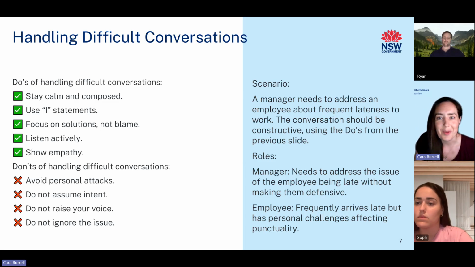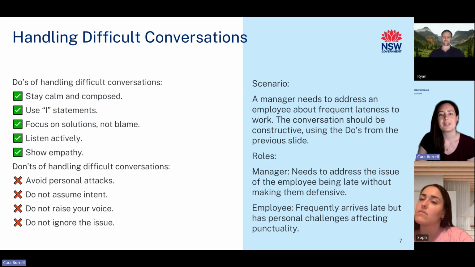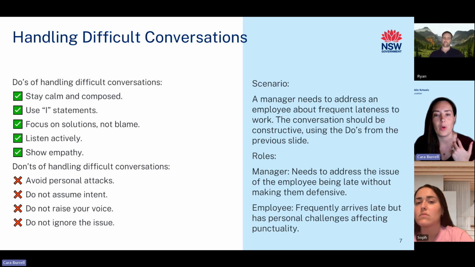So let's put this to practice. Let's have a look at a little bit of a role-playing scenario. So imagine this. A manager needs to address an employee about frequent lateness to work. Now, the conversation should be constructive and it should use the do's from the other side of the slide. And we want to also incorporate some of the ideas that we had discussed on the previous slide.